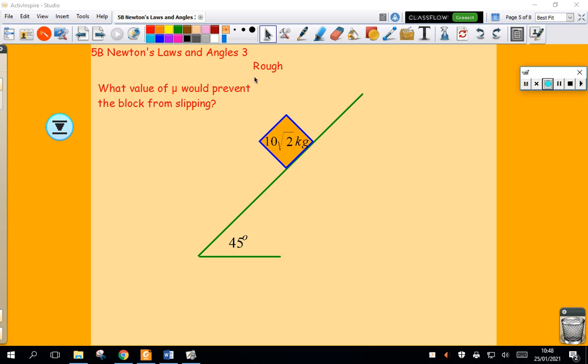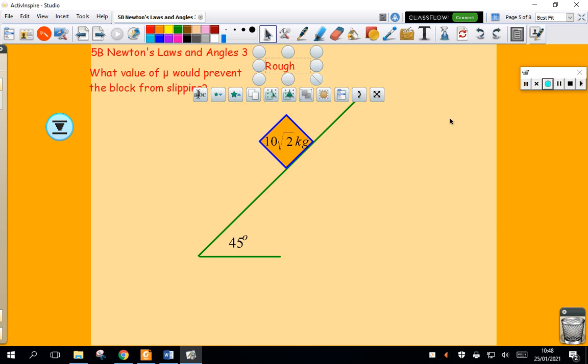Okay, in this class I'm going to continue our work on Newton's laws and angles on rough planes. And the question here says, what value of mu would prevent the block from slipping? We've been given a mass of 10 root 2. We're on a plane that's inclined at 45 degrees. It's rough. We're trying to find what value of mu would prevent the block from slipping.